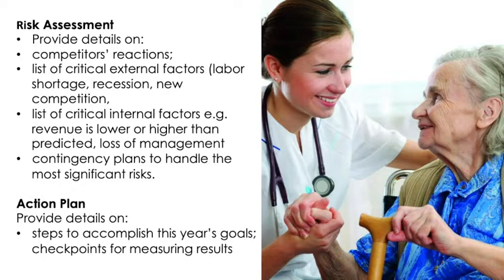These are the steps to accomplish this year's goals, checkpoints for measuring results, right? So you're going to say, if I want to reach a 50 census by the end of the year, average, what do I need to bring in on a monthly basis? How many people do I need to put myself in contact with? How many times a week do I need to go out and market? Which, just to let you guys know, the answer to that is 5 days a week, okay, full time. That's the truth.